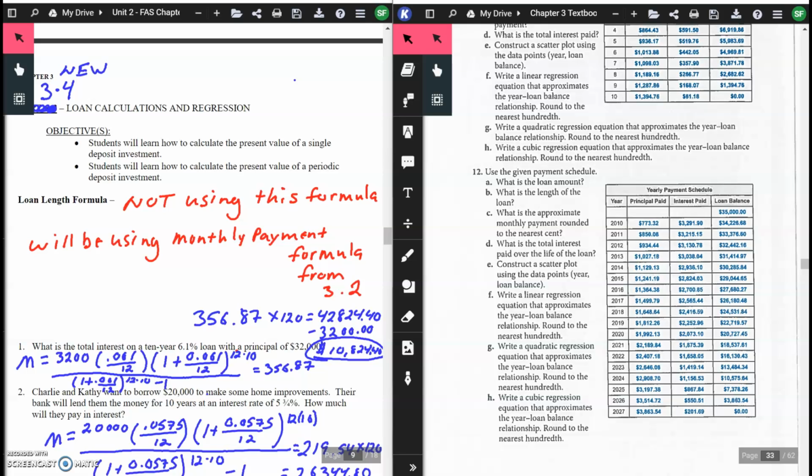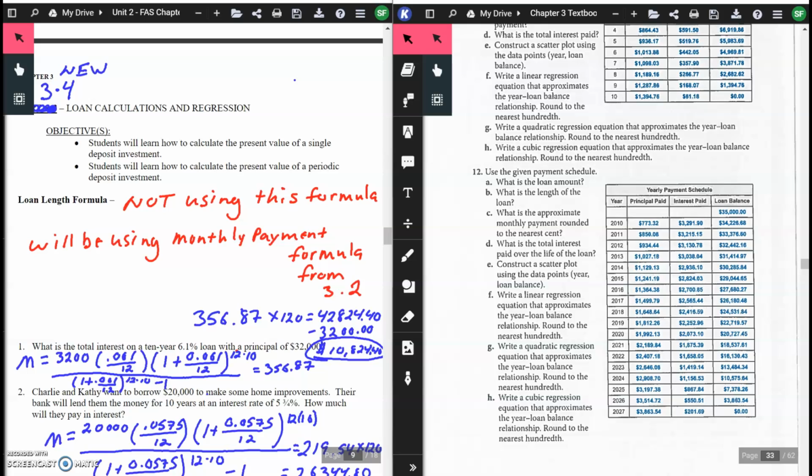Section 3.4, so make that correction up at the top. This is section 3.4. This is on loan calculations and regression. Loan length formula, we're not going to be using this exact formula. It uses some math terms that we're not really going to cover in this course. Logarithms and natural logs, we're not going to be using those.